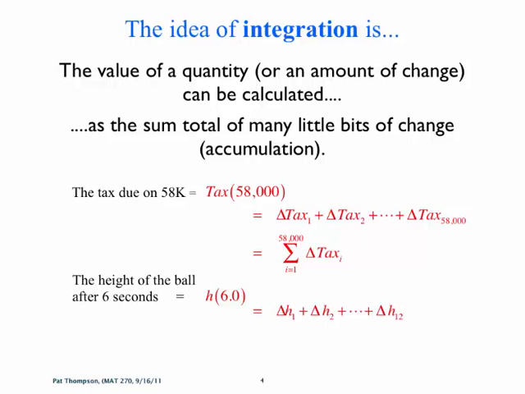So in this case, the way I'm showing it here is 12 bits of time, which would be a half second each. So it's how much did the height change in the first half second? How much did the height change in the second half second? Add all those up, and you don't get 6. You get whatever the height is at 6 seconds.